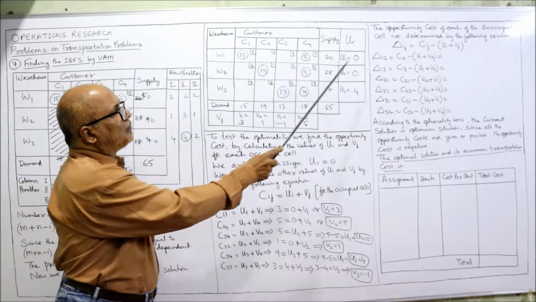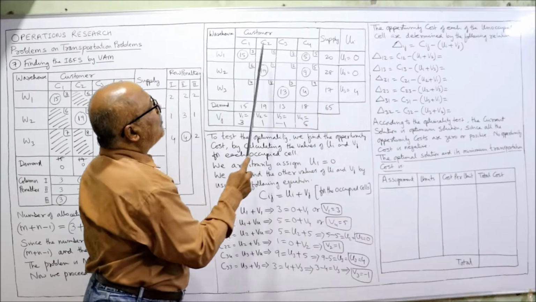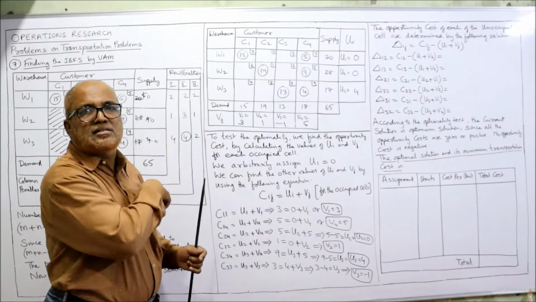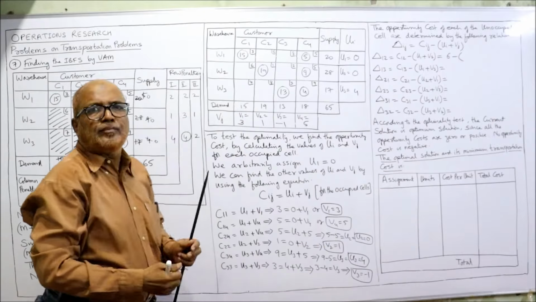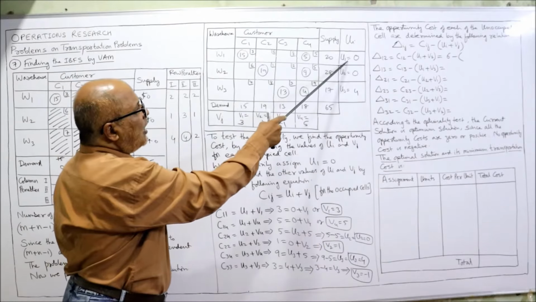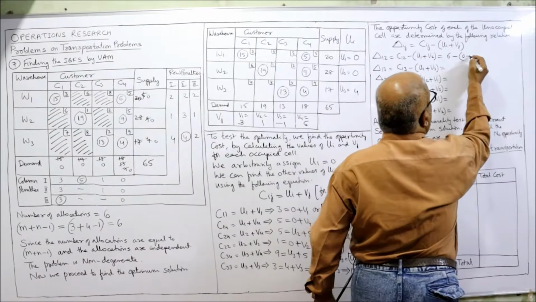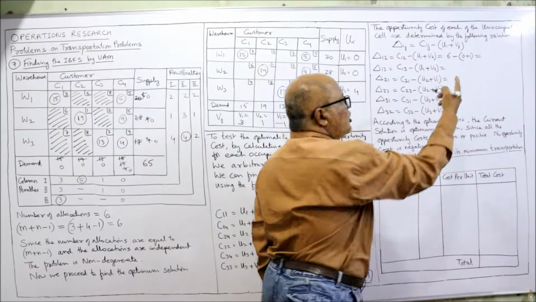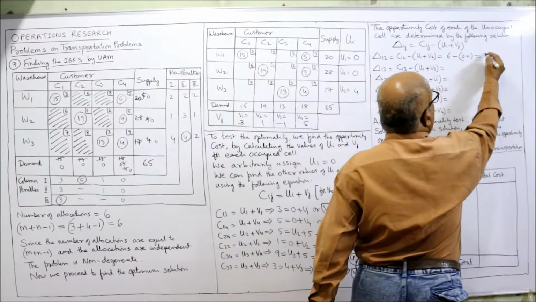So delta 1, 2. Here you can see delta 1, 2 is equal to C12. How much is C12 here? 6. C12 is 6, this one. So 6 minus (U1 plus V2). How much is U1? 0. How much is V2? 1. So 0 plus 1 is 1. So 6 minus 1 is 5.